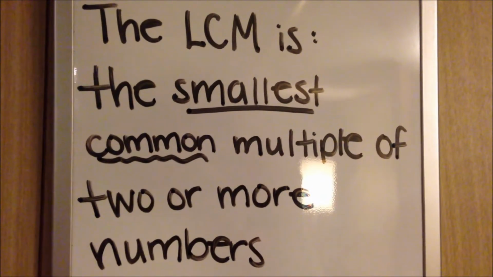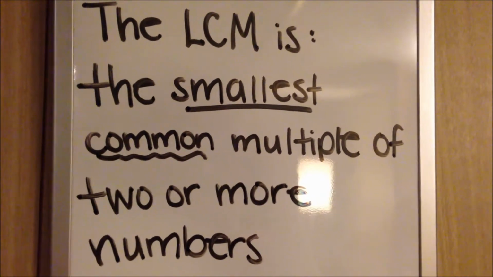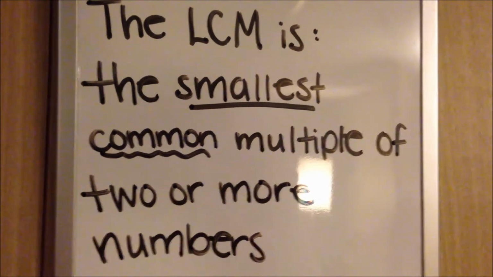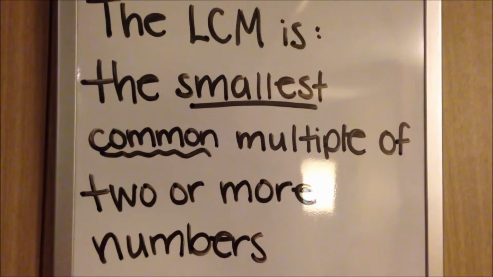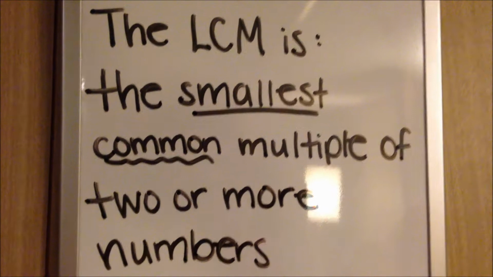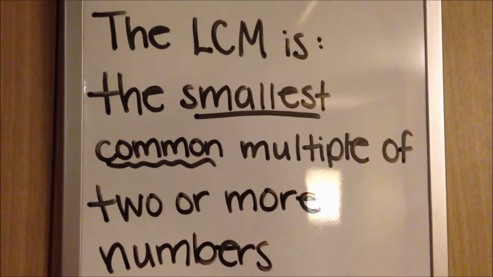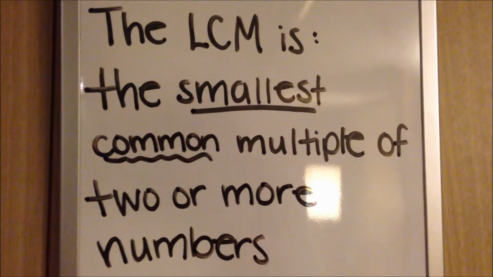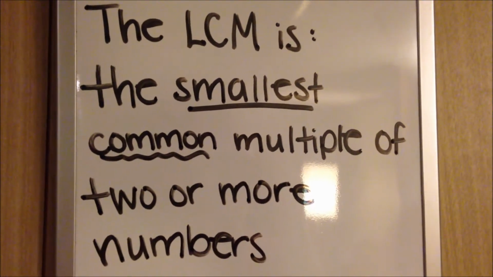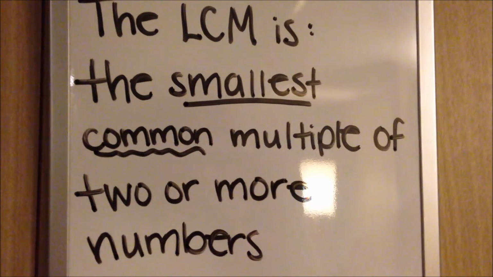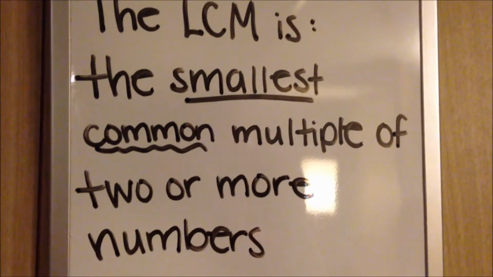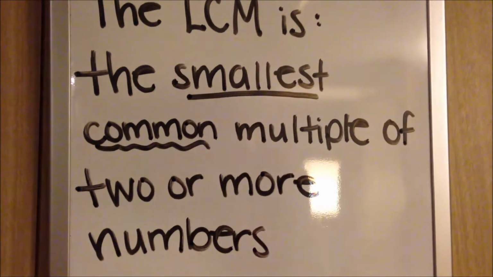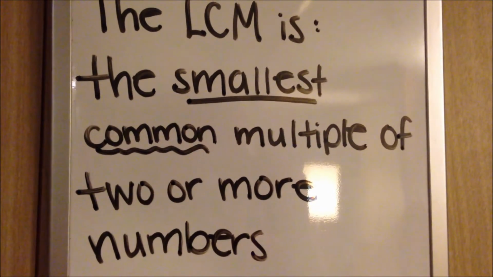Okay, I'm going to define the LCM, or the least common multiple. The LCM is also known as the LCD, or the least common denominator, which is something you'll hear about when you add or subtract fractions that have unlike denominators. The LCM is simply the smallest common multiple of two or more numbers.